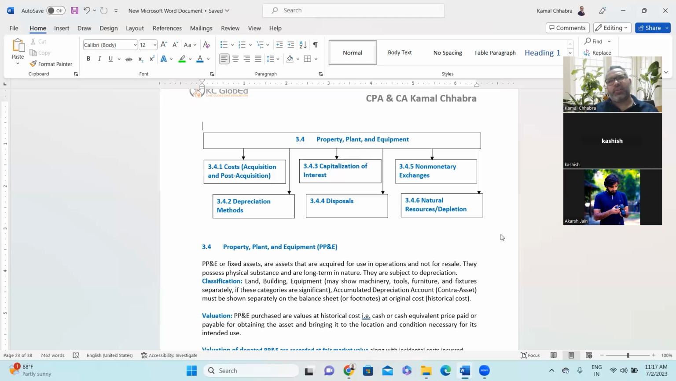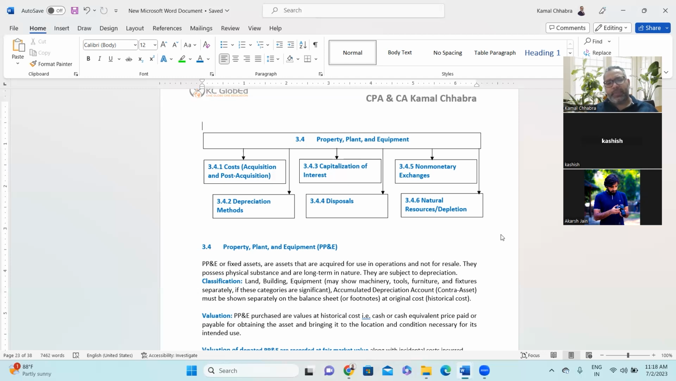WDV method is not there in GAAP, so it's used more for tax purposes. In GAAP, we will be using the straight line method of depreciation, declining balance method, double declining balance method, sum of the digits method, and the number of hours used or number of units produced method. Those are 4-5 methods of depreciation allowed as per GAAP. So that we will be discussing in detail.